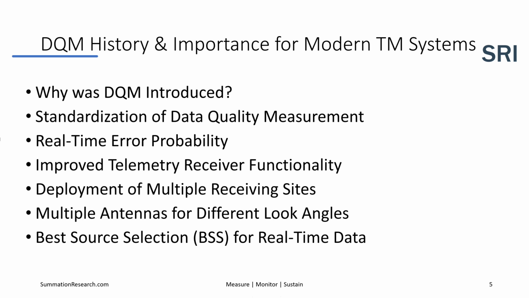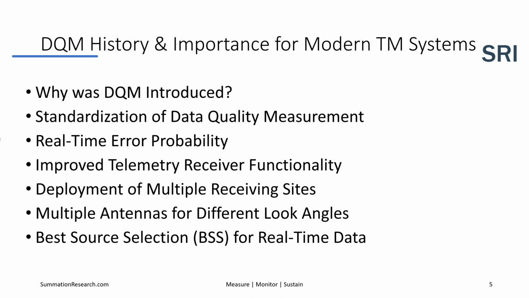Multiple antennas for different look angles. Multiple antennas provide different look angles, preventing issues such as masking and onboard radiation nulls, which can occur depending on the test article's maneuver. This setup ensures consistent data reception from various look angles.